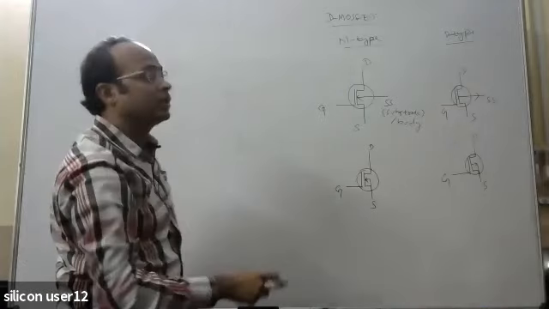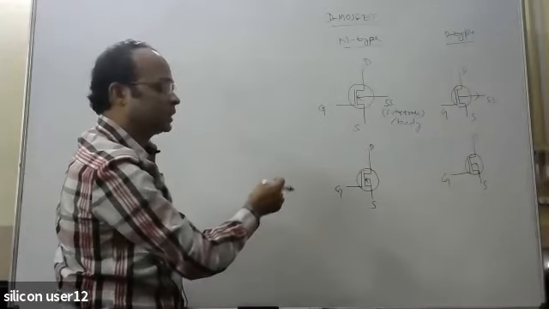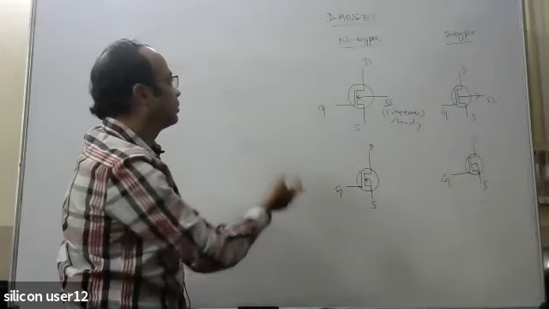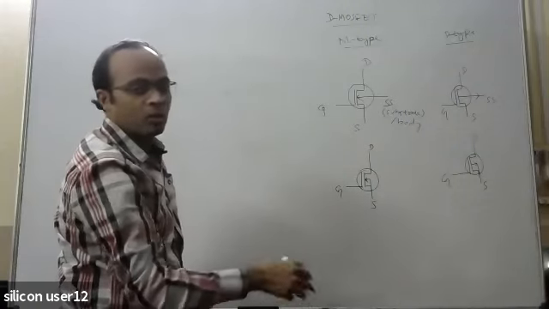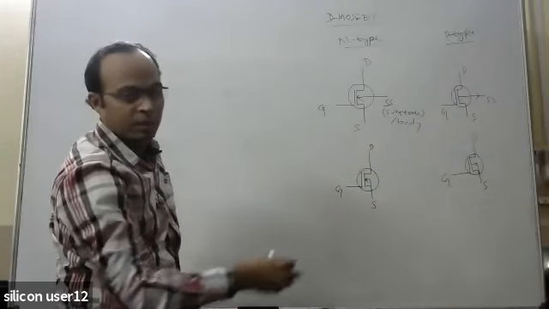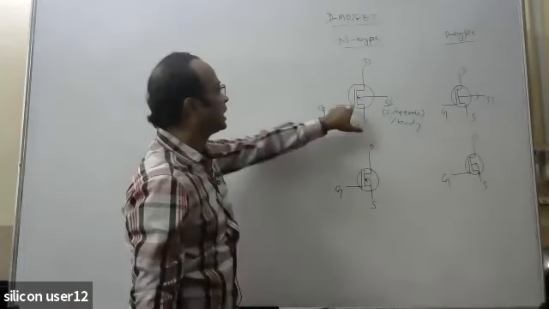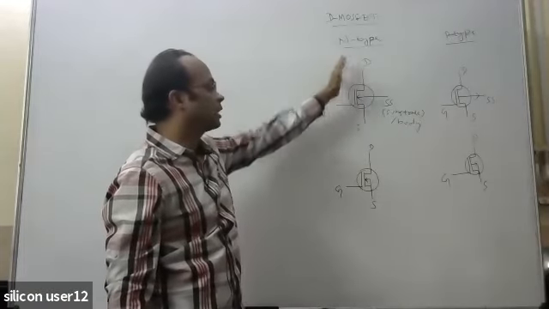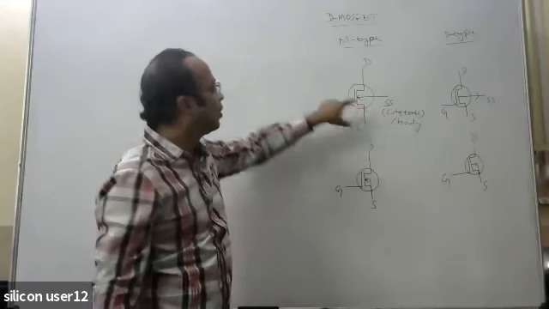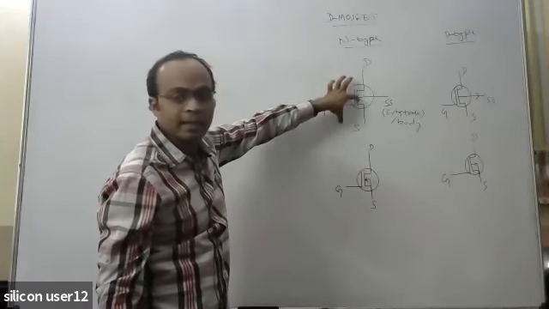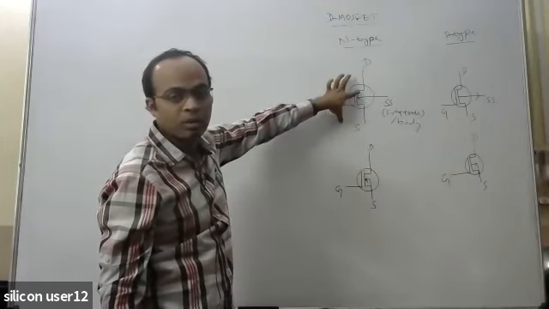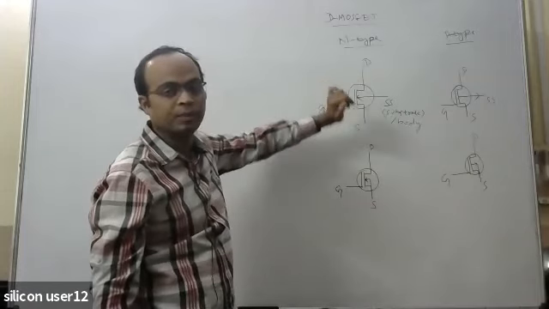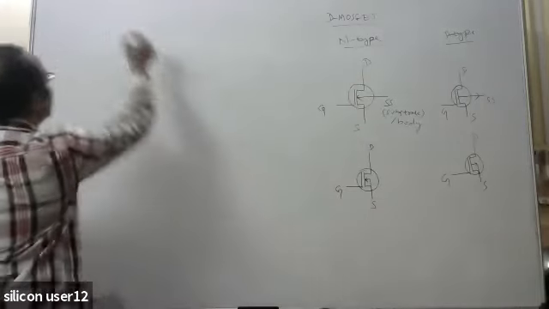Since I'm telling you about the symbols, I will also tell you the symbol of the enhancement type MOSFET. We'll see the enhancement type MOSFET after some time. Just remember the same thing: whatever looks like your D MOSFET, the same symbol you have to draw. Only here we have a connected line. This line is connected, but this line will be cut in the case of the enhancement type MOSFET, in the E MOSFET.